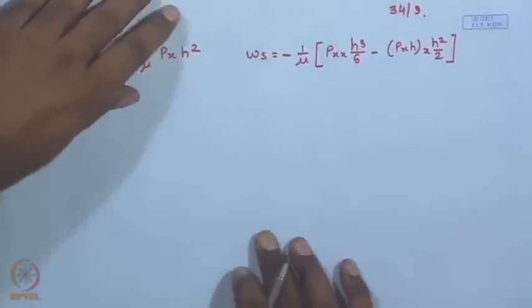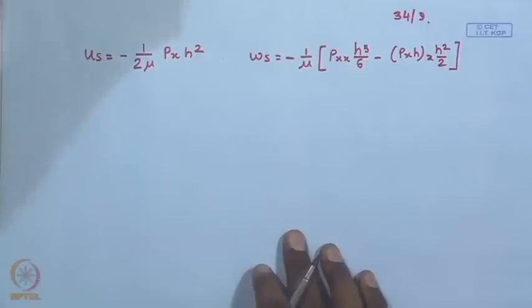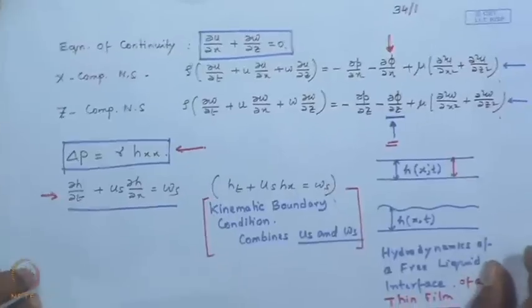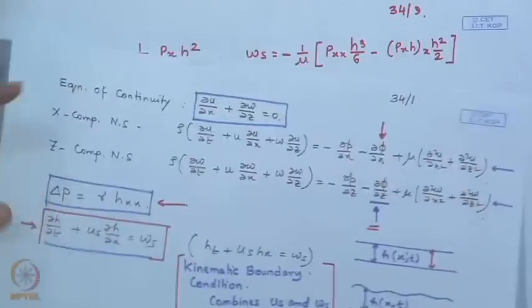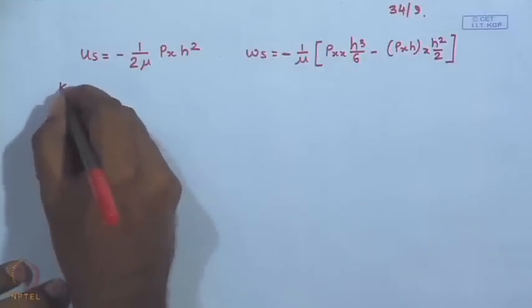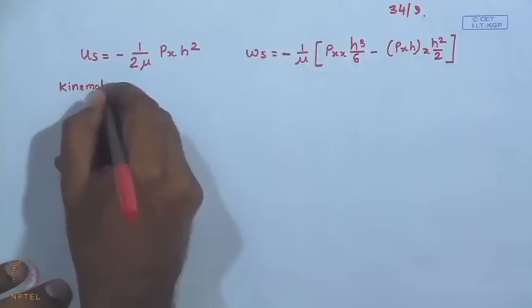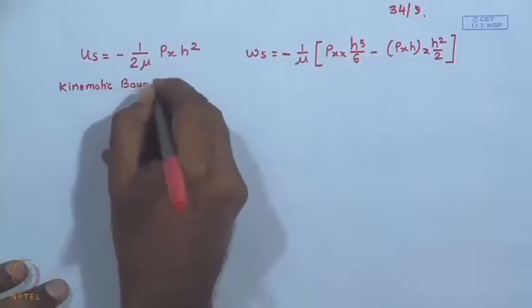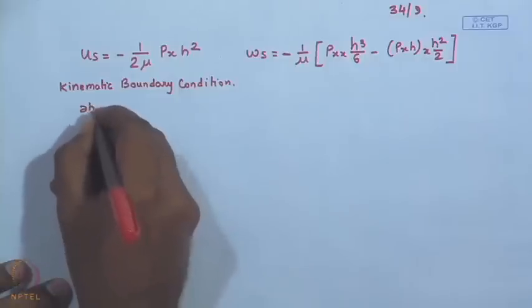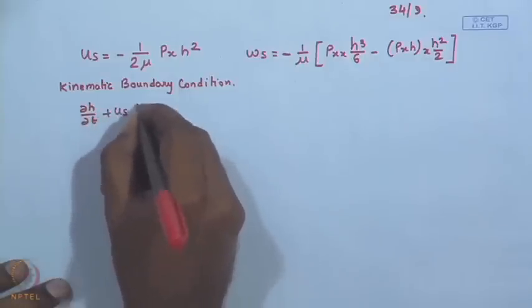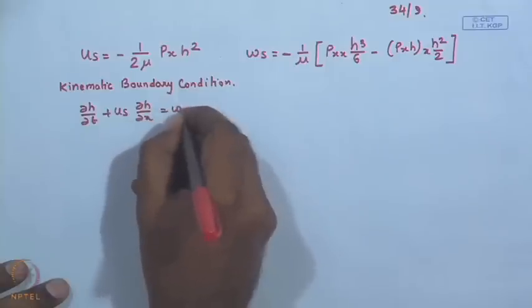Okay. So, once we have these two expressions in hand, we can now invoke the kinematic boundary condition, which has this form, which gives ∂H/∂t + Us ∂H/∂x = Ws.